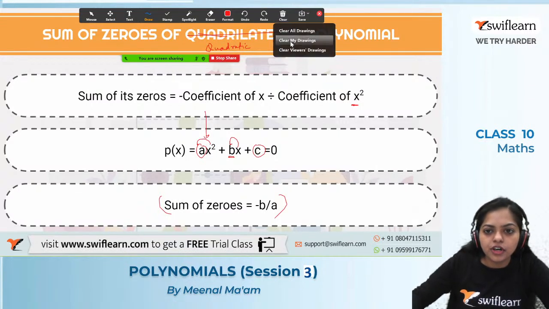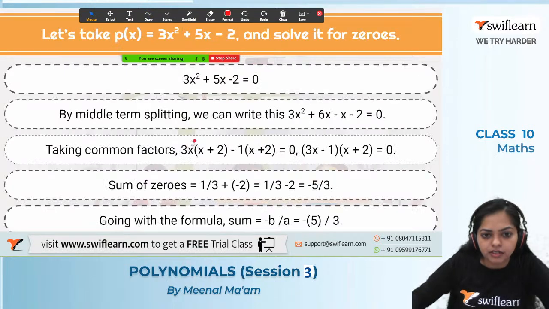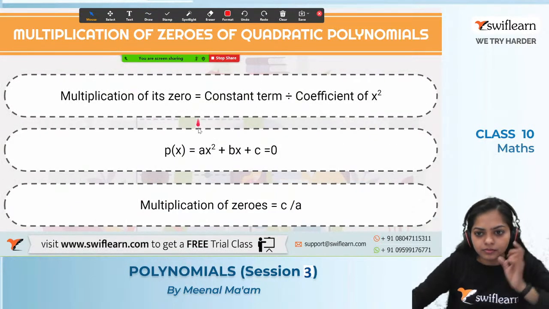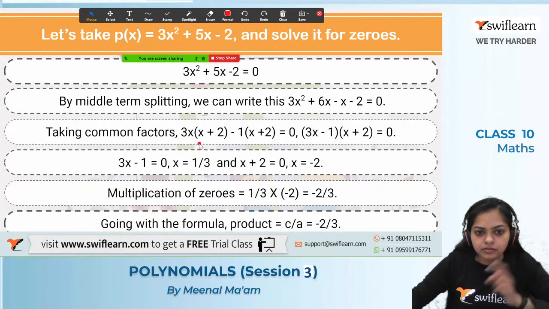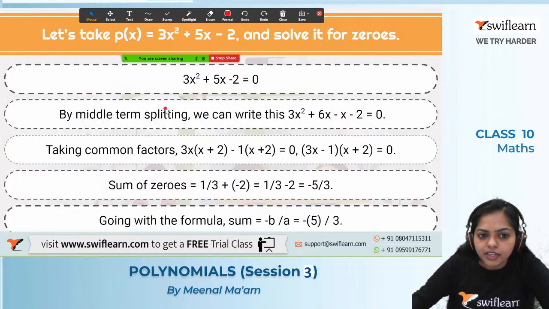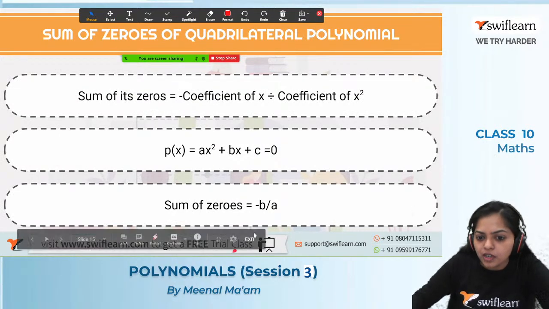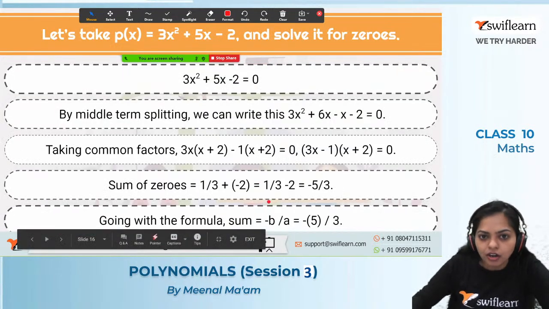Okay. If you got this, let's move on to the product also. Just a minute. Okay. So what is the product of its zeros? We have already discussed the addition, the sum of zeros. The sum of zeros will be equal to minus b by a. Alright.